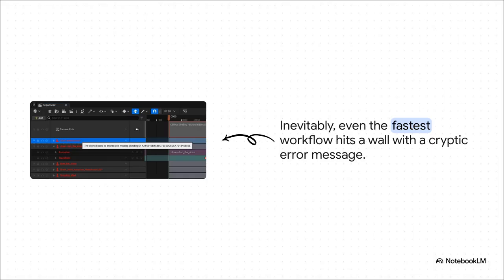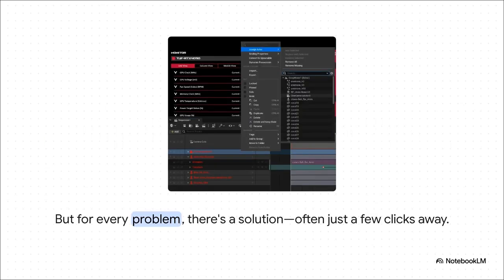It's inevitable, right? Even the fastest, most efficient workflow can grind to a complete halt when you're hit with a cryptic error message like this. The thing is, though, for every problem, there is a solution. In a case like this, it's often just a few clicks away. You might just need to reassign a missing object, get it back on its track, and you're good to go.